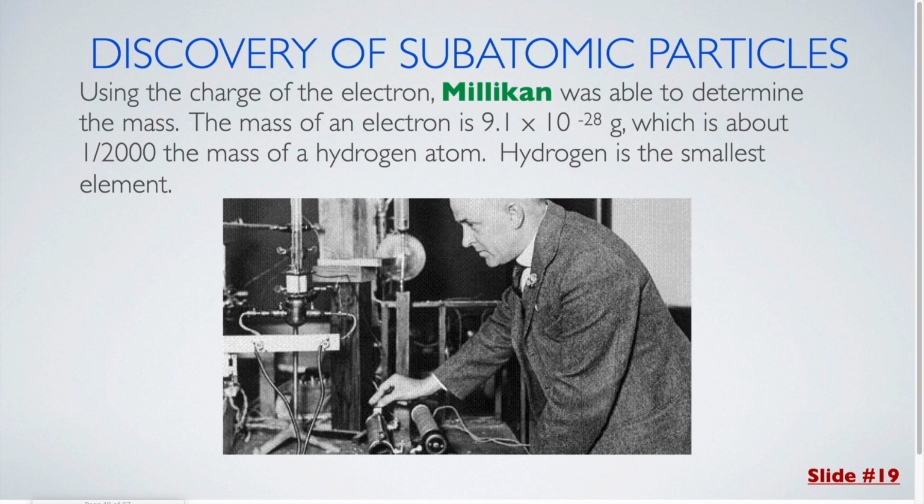Using the charge of the electron, Millikan was able to determine the mass. The mass of an electron is 9.1 times 10 to the negative 28th grams, an incredibly small number. And this was about 1/2000th the mass of a hydrogen atom. Now the significance of that is that hydrogen is the smallest element. So he was finding something that was 1/2000th the size of the smallest thing that had ever been discovered before.